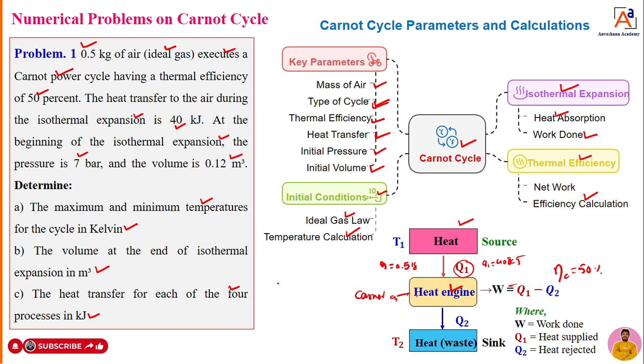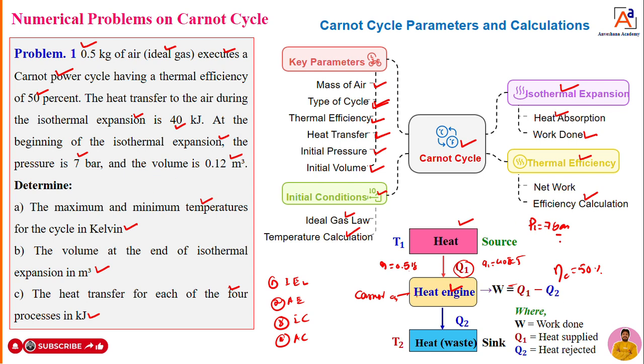Okay, fine. Now, when it comes to a heat engine, it is going to have four processes. That is isothermal expansion, as I told. Second one, adiabatic expansion. Third one, isothermal compression. Fourth one, adiabatic compression. At the beginning of the isothermal expansion, he has given the pressure. The pressure of the air is 7 bar, which is P1. He has given 7 bar.